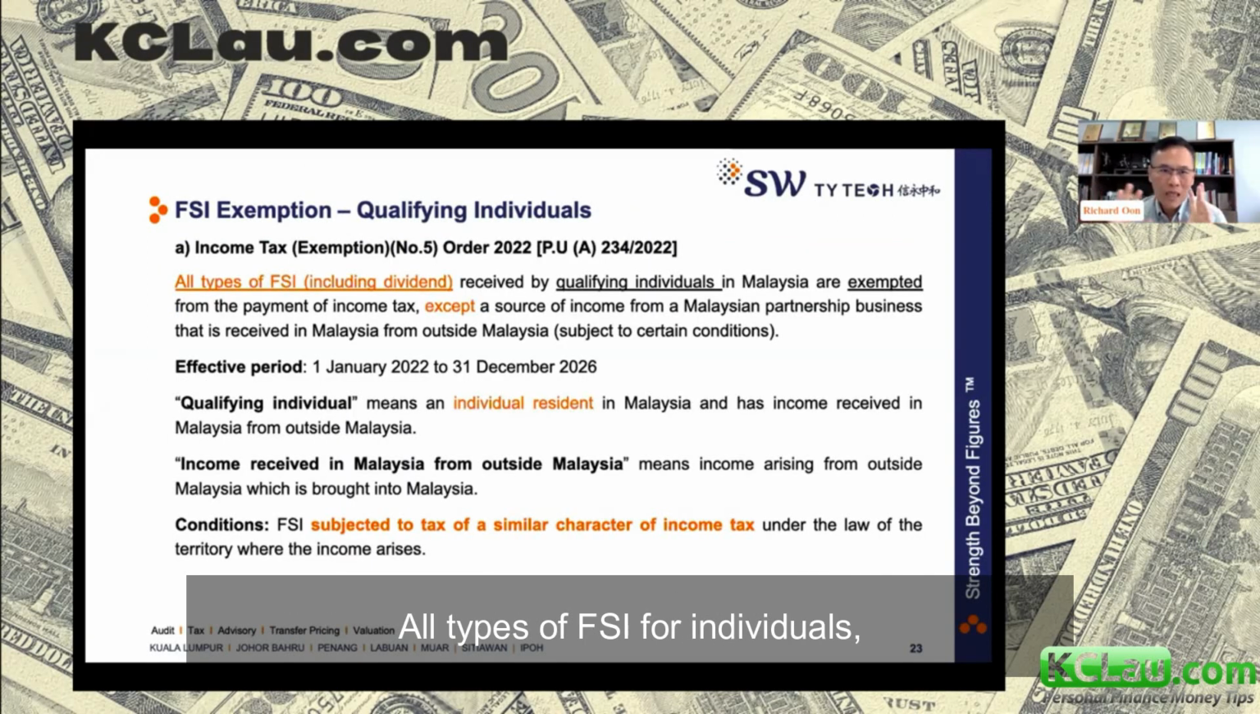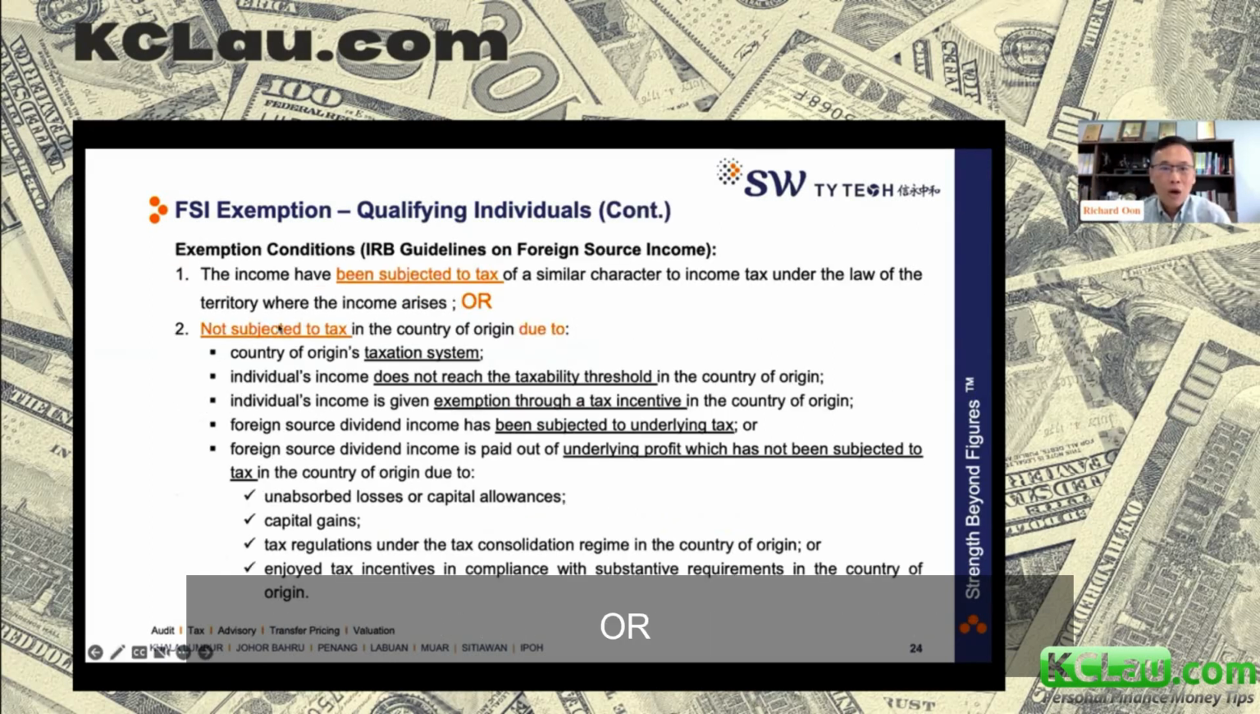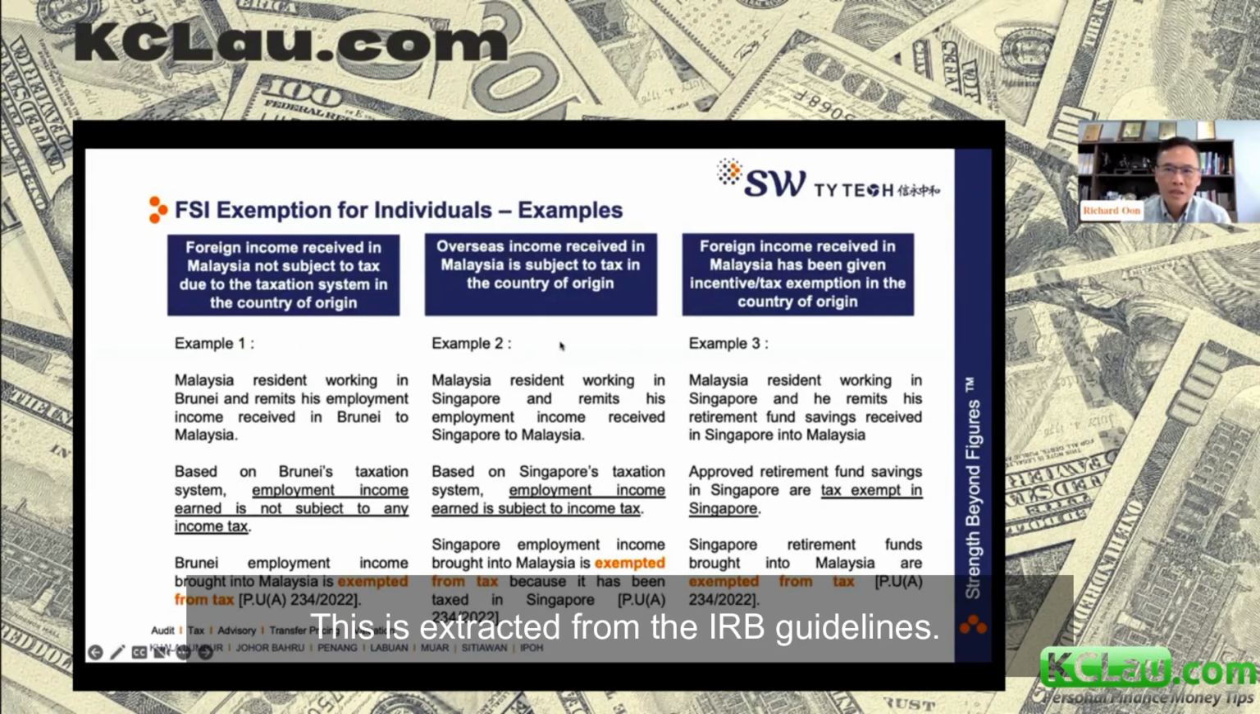In the summary, all types of FSI for individual, qualifying individuals resident in Malaysia, bring back the dividends, interest, and this is an important condition. The FSI must be subjected to tax of a similar character of income tax. That means it must have been subjected to tax in the first place, or not subjected to tax in the country of origin due to this kind of situations. Just to give you some examples, this is extracted from the IRB's guidelines.